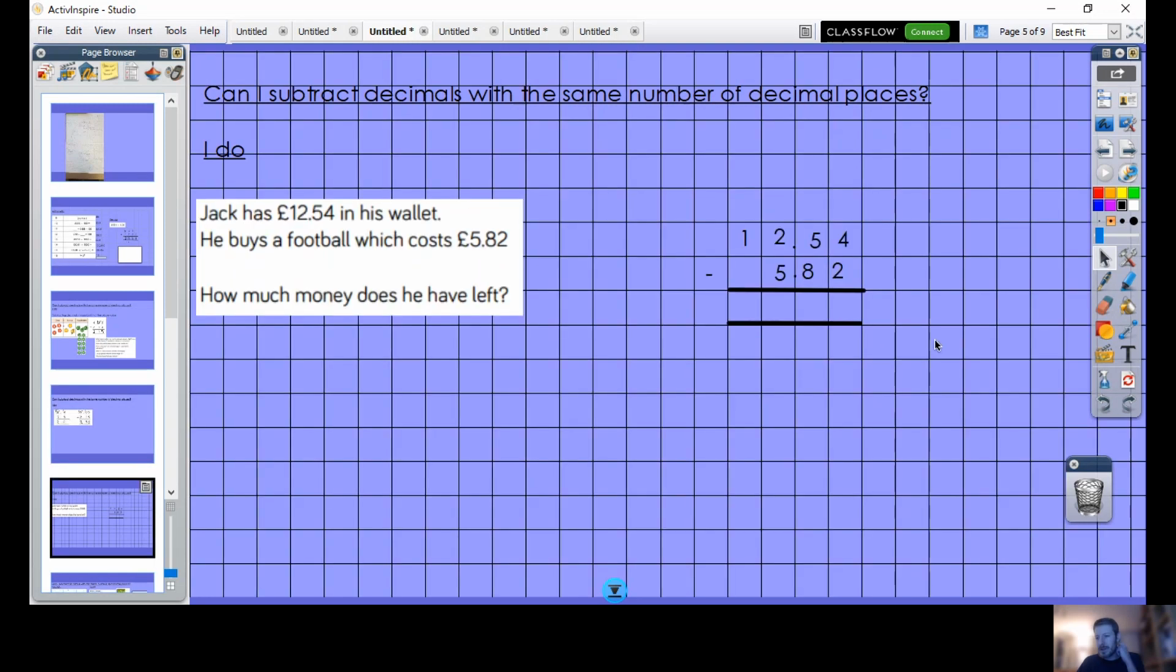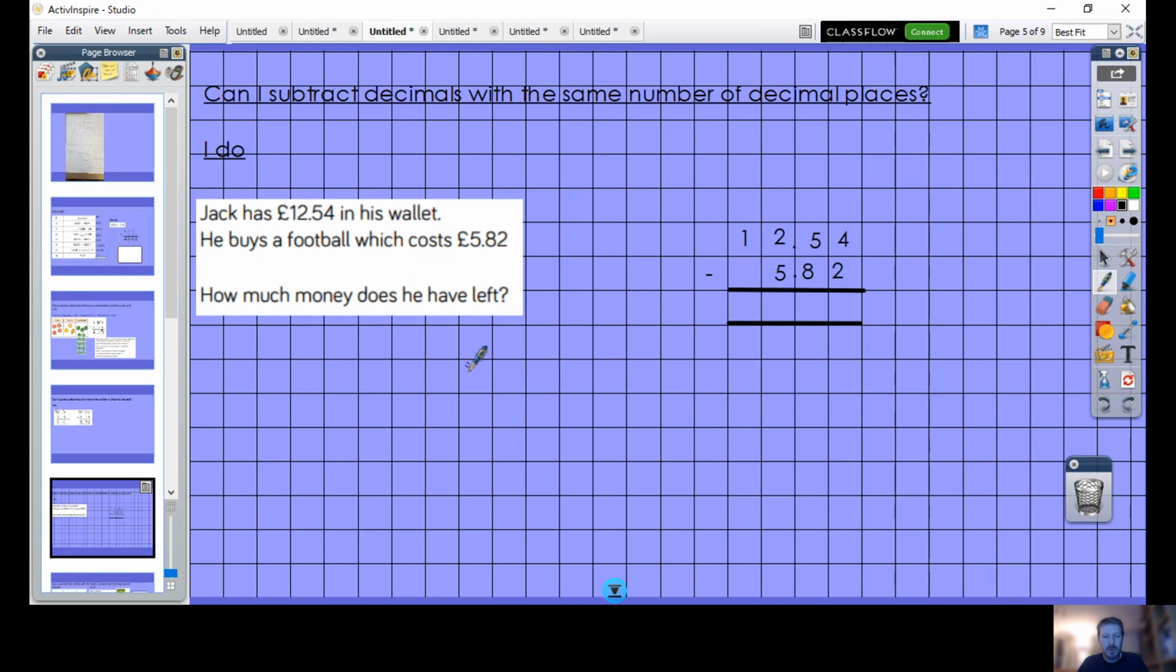Okay, whenever we're thinking about subtracting and adding decimals, it's likely that we're going to be thinking about using it in the context of money, because money works with decimal points. So the chances are we're going to be solving questions and problems relating to money when we're adding and subtracting decimals. So if we look at this question, Jack has £12.54 in his wallet.